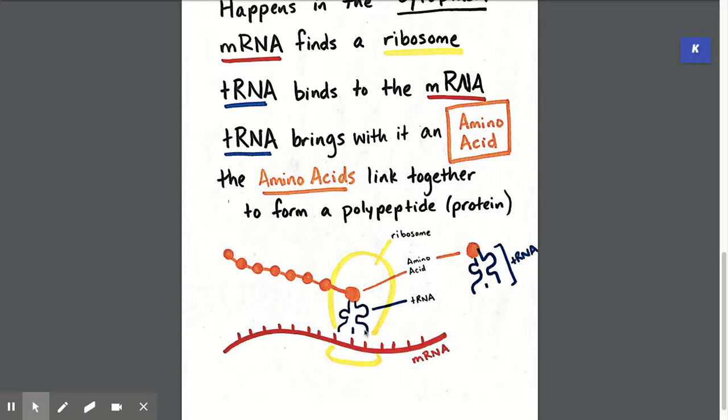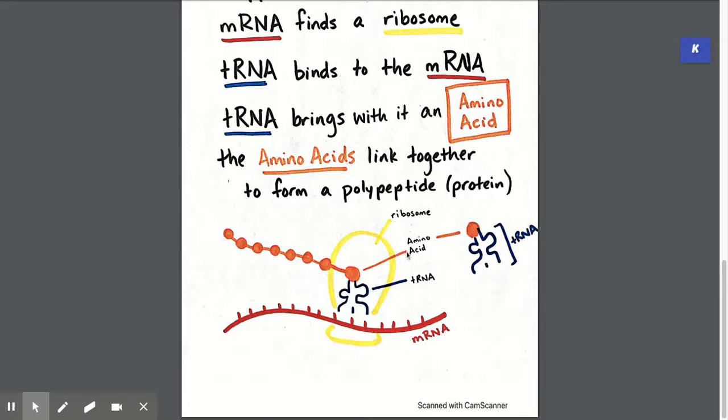We have our tRNA here that comes in and binds with the mRNA. But it doesn't just come in and bind, it brings with it an amino acid. And if you recall, amino acids are the little pieces that make up a protein. So the tRNA brings in the amino acids and they get strung together to form a protein, also known as a polypeptide.